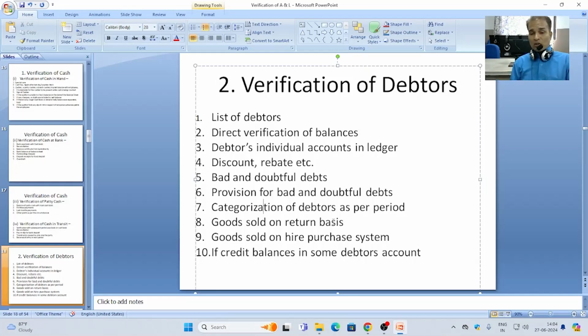Again, if any goods are sold on hire purchase system to any debtor, then it should also be verified by the auditor in a proper manner to find out the exact balance of the particular debtor who purchased goods on hire purchase system. In the last, during the auditing, at the time of verification of debtors, if an auditor finds that there is a credit balance in a debtor's account, then he has to check whether it is set off from the debtors' value or shown as creditors of the business.